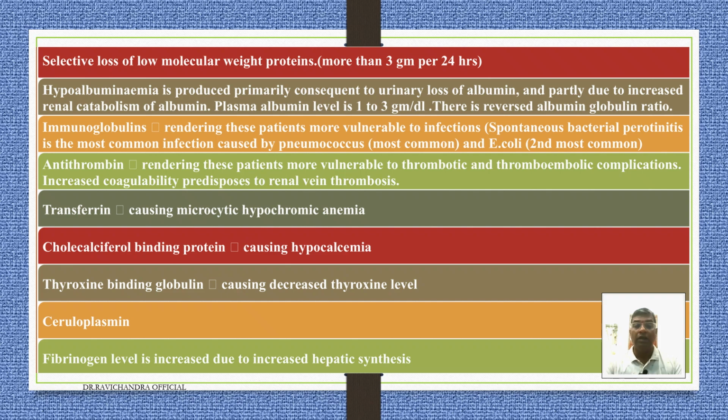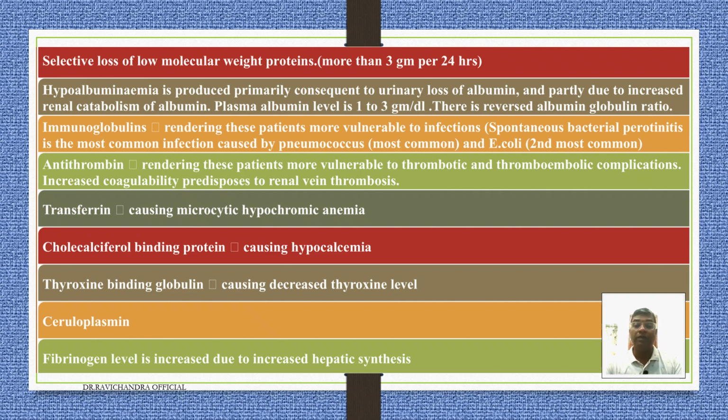Coming to antithrombin, it is decreased, rendering these patients more vulnerable to thrombotic and thromboembolic complications. This hypercoagulability will predispose to renal vein thrombosis. Now coming to the transferrin levels, they will be decreased, resulting in microcytic hypochromic anemia. So in nephrotic syndrome, you will observe microcytic hypochromic anemia because of the decreased transferrin levels.